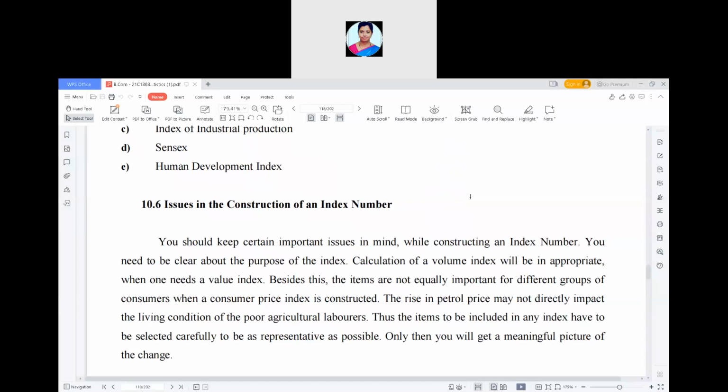Besides this, items are not equally important for different groups of consumers when consumer price index is constructed. The rise in petrol price may not directly impact the living conditions of poor agricultural laborers. Thus, the items to be included in any index have to be selected carefully to be as representative as possible. So only then we can get a meaningful picture of the change we have.